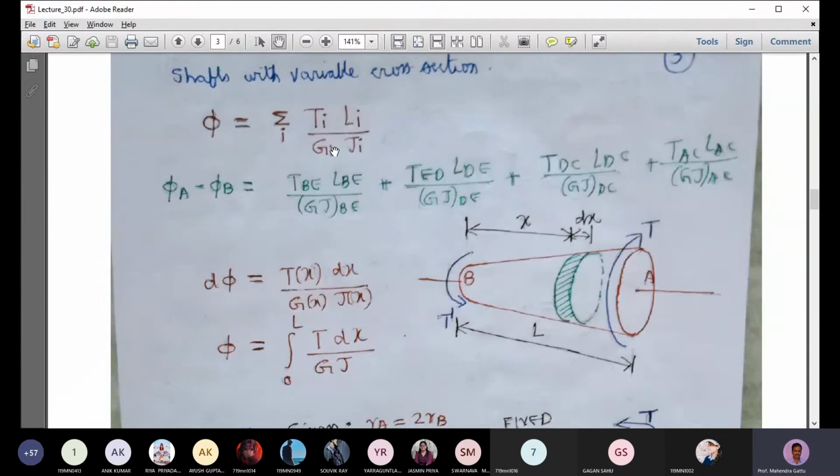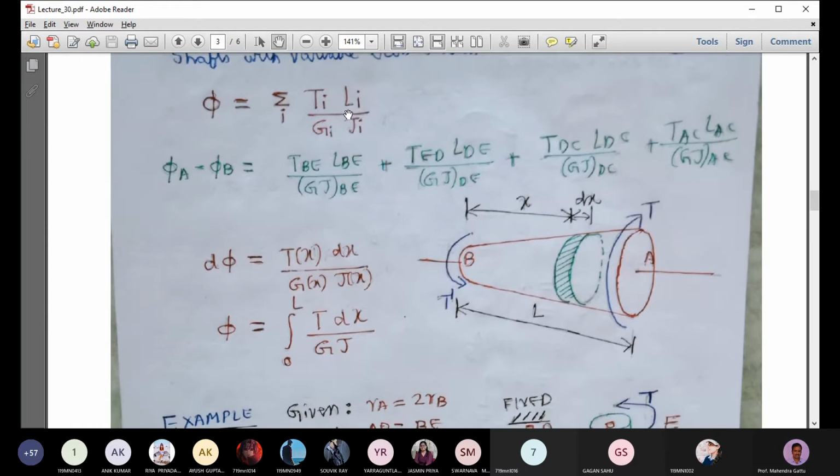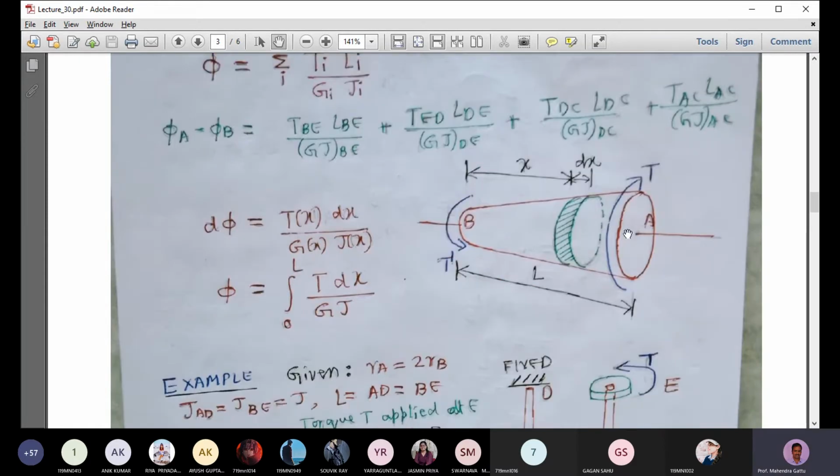Okay, so it is similar to delta is equal to sigma PL by EA over each segment. This term is similar to that. Suppose we have a variable cross section. That means the area is changing. The area of cross section is different at each point, a function of x. So how will you analyze this problem?